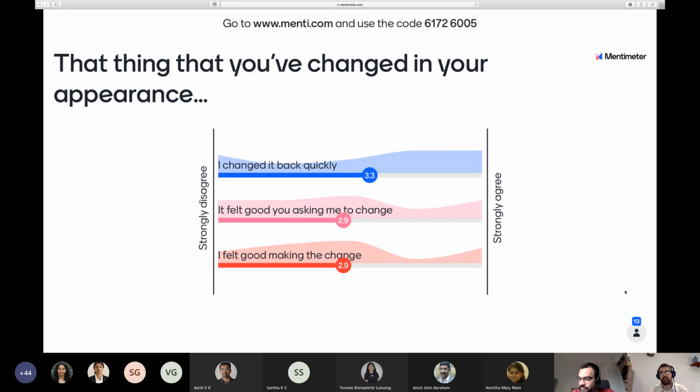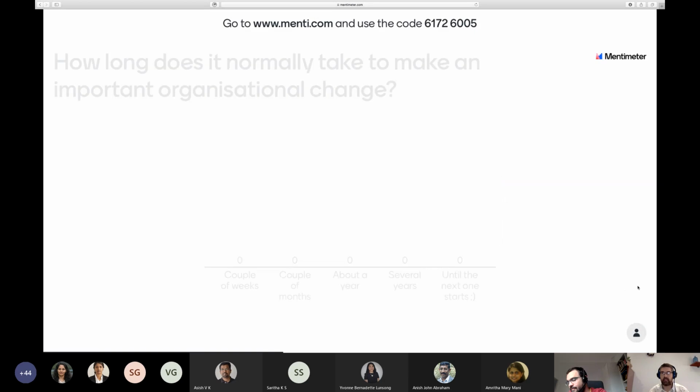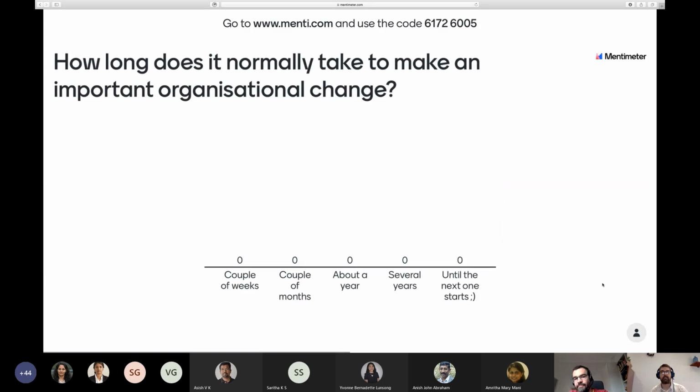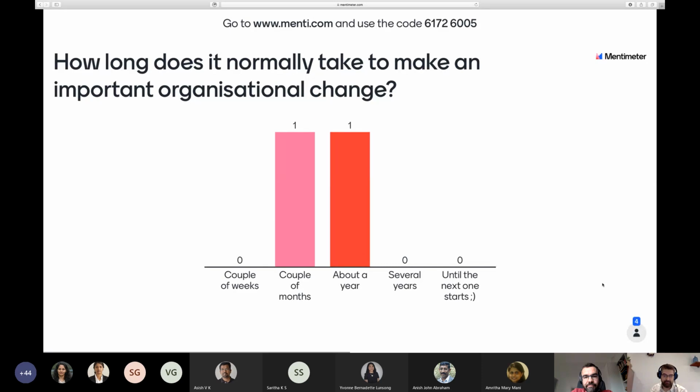And this question: how long does it normally take to make an important organizational change? Is it a couple of weeks, a couple of months, about a year, several years, or until the next one starts? And just to use some big data, we're going to wait until we reach 17.